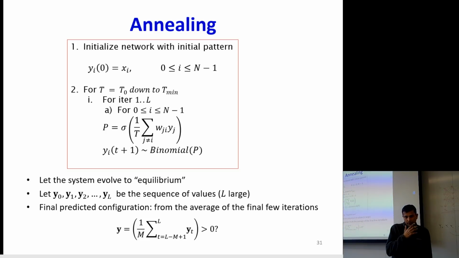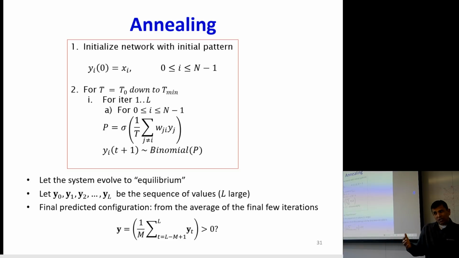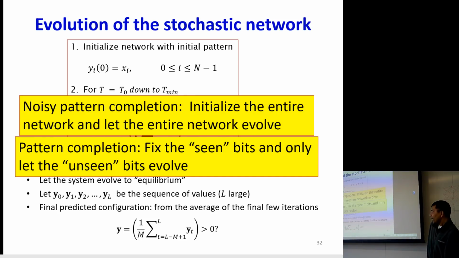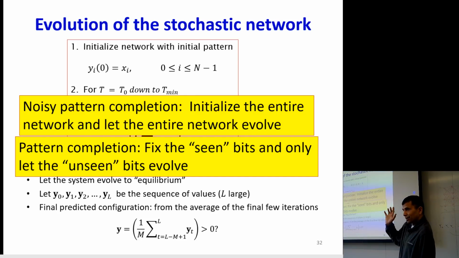In Hinton's original papers, the lowest value they actually take for the temperature T is 10, whereas if you want to approach a Hopfield network, T has to go down to 0. You have to keep going till T goes down to 0. Anyway, as before, for noisy pattern completion, you initialize the entire network and let the entire network evolve.